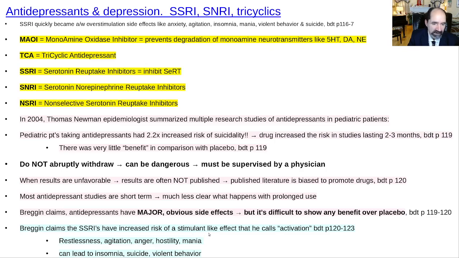Breggin claims that the SSRIs also have even more side effects than the tricyclics, more of an ability to produce an activation. He calls it a stimulant-like syndrome, and that can lead to restlessness, agitation, anger, hostility, insomnia, suicide, violent behavior. And you've all heard a lot of these people behaving crazy in public. A lot of them are on these pills.